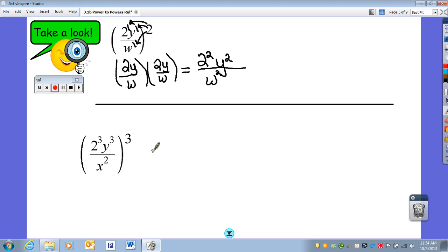Let's take a look at our next example. So we have (2 to the third, y to the third, over x to the second) cubed. So if I write that out as repeated multiplication, that tells me I have 3 2's, 3 y's, and in the denominator I have 2 x's. The exponent of a 3 on the outside of the parentheses tells me that I want 3 of those groups.